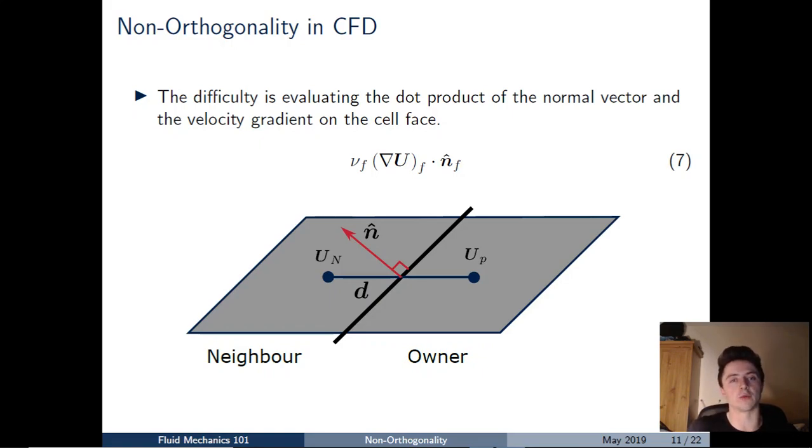Now, just a reminder of what situation we're looking at here specifically. We have our owner cell there and our neighbor cell on the left. For the owner cell, we know the velocity at the cell centroid, u_P, and for the neighbor, we know the velocity at that cell centroid, u_N. We also know the unit normal vector, n hat there, which is pointing normal to the face. However, what we don't know is the velocity gradient on the cell face and how to dot product that quantity with the unit normal vector. And that's what I'm going to look at here.